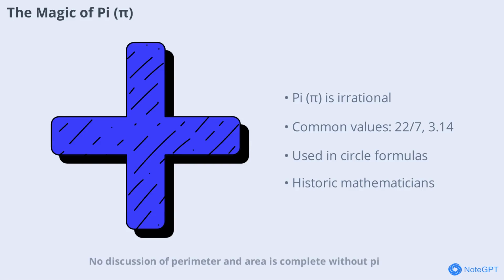No discussion of perimeter and area is complete without pi, the mysterious number at the heart of circles. Throughout history, mathematicians from Mesopotamia to India have tried to pin down its value. Today we use approximations like 22/7 or 3.14, but pi is actually irrational. Its decimals never end or repeat. From Archimedes to Zhuangzi, each contributed to our understanding of pi, and it appears in almost every formula involving circles.